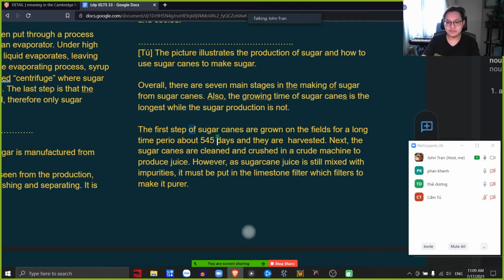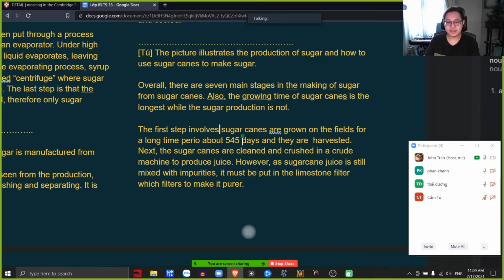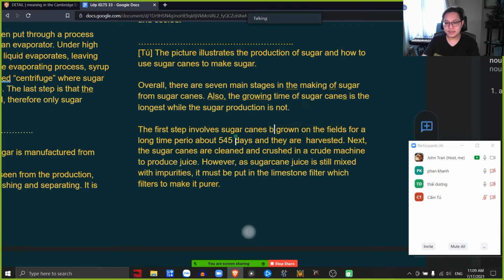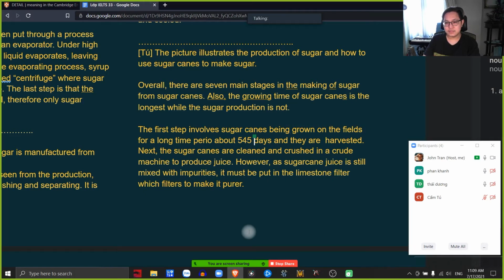The first step involves. Giai đoạn đầu nó bao gồm cái gì? Sugarcane being grown. Giai đoạn đầu nó bao gồm cái sugarcane này nó được trồng. The first step involves.